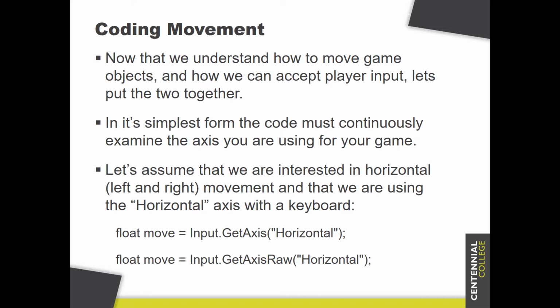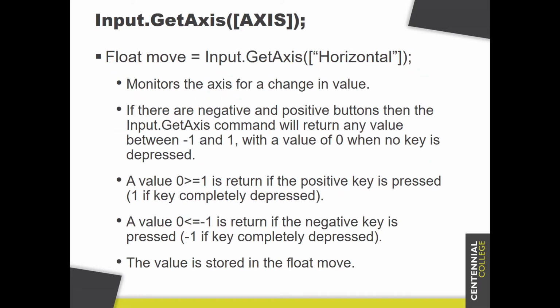Utilizing GetAxis or GetAxisRaw is going to allow us to access the data that's available inside of that axis. And in this particular case, what we're doing is storing that value, whatever the value returns to us, inside of move. In both cases, that's what we're doing. Now, the cases themselves are slightly different. Float move equals Input.GetAxis horizontal is going to allow us to monitor the change in value of the button press. That's all it's going to do for us, is monitor the change in value of the button press.